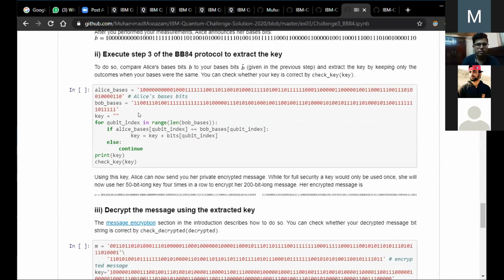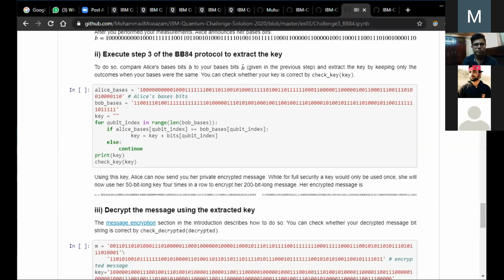Here is the Alice basis. Here is the Bob basis. How are we gonna find it? IBM pre-wrote it for us. Then we started a key string. We started a for loop for checking all the bits, all the qubits. Now for qubit index in range length of bob basis, we find the Bob basis length and start the for loop. Now we use an if else inside the for loop for comparing.